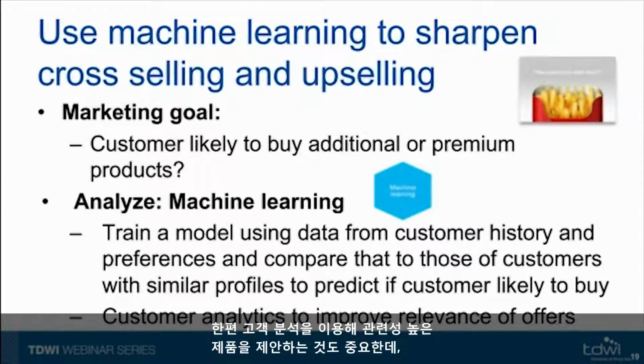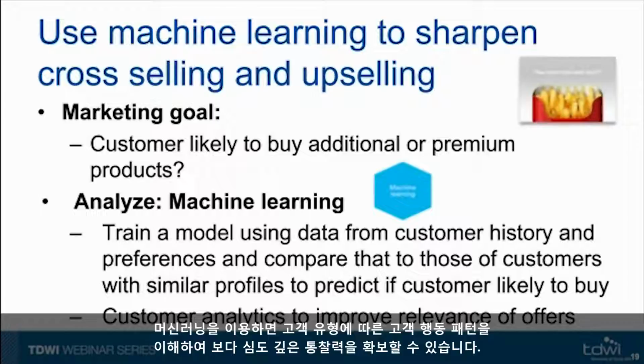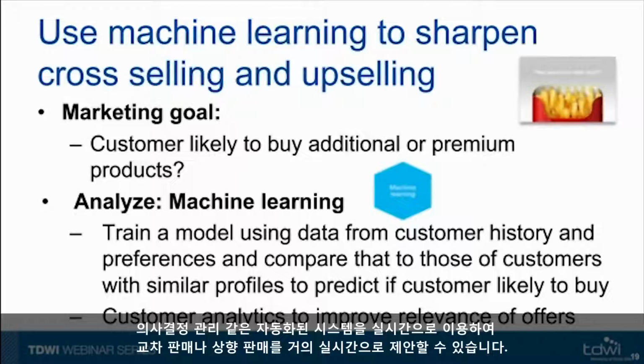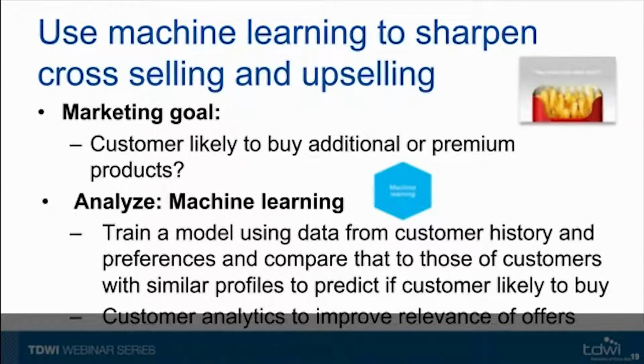And so key things here are using customer analytics to improve the relevance of the offers, and using machine learning to understand what other segments or different types of customers may have done, so you have a deeper understanding. Also the speed: being able to use computers to do this much, much faster, in fact often in real time, using automated decision management systems to provide those cross-sell and upsell offers in or near real time.